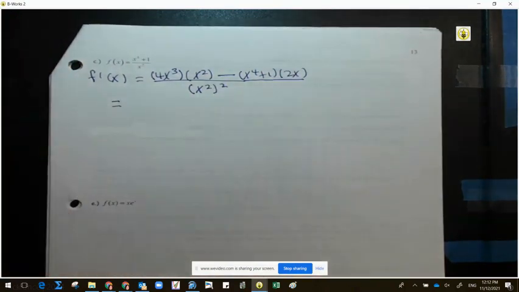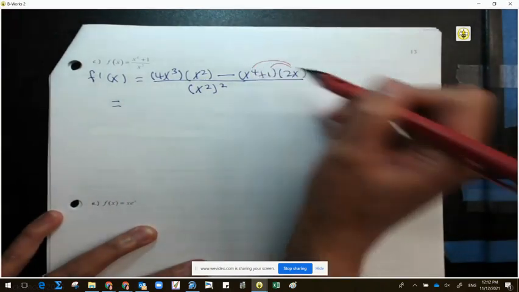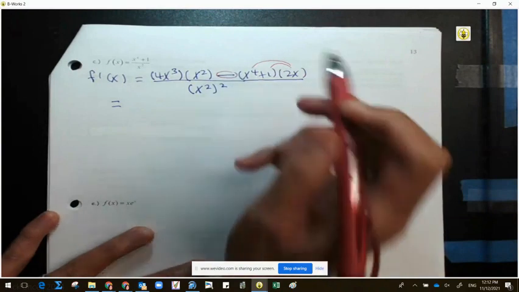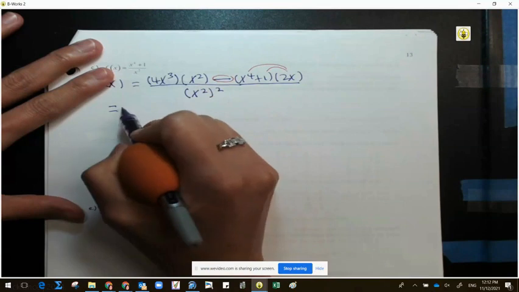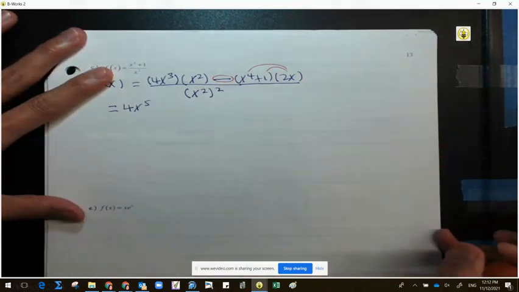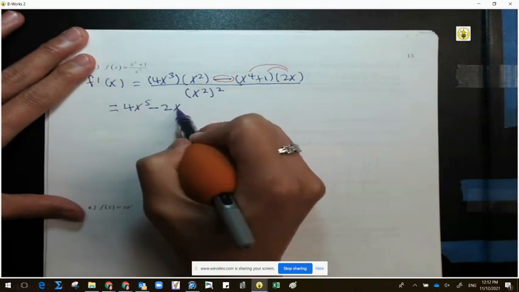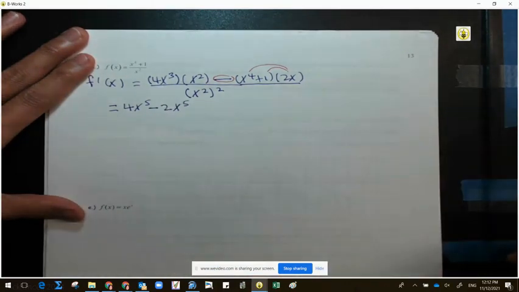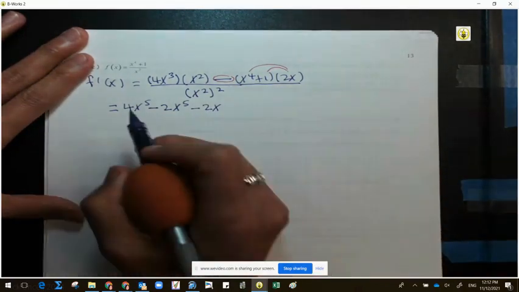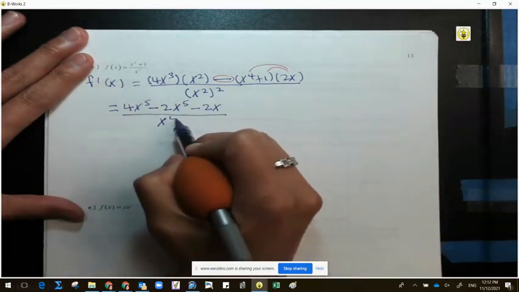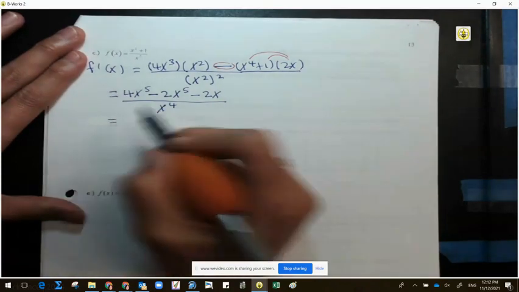Now, when I'm simplifying the top, I am going to do 2 things at the same time. We are going to distribute the 2x, but I want to at the same time distribute the negative. So I'm not writing too much. So I have, just by the first set, 4x to the 5th. And then I get minus 2x to the 5th. Is everyone okay with that? And then I get a minus 2x all over x to the 4th. So far, so good?